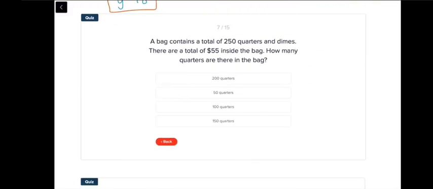In this problem, it states, a bag contains a total of 250 quarters and dimes. There are a total of $55 inside the bag. How many quarters are there in the bag? So, we have a total of 250 quarters and dimes. So, however many quarters I have, plus however many dimes I have, is a total of 250.